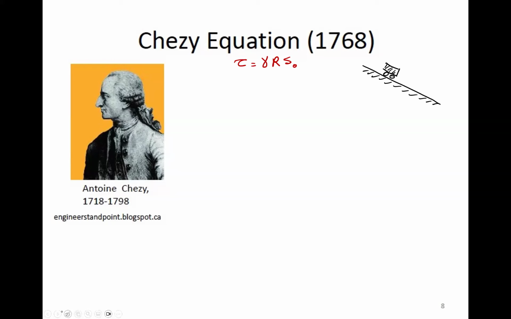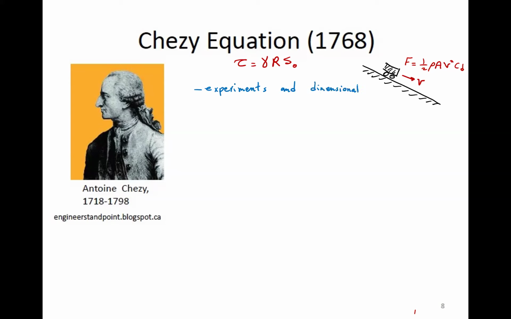If this object is traveling down this slope at a speed of v, we know from drag equations in physics that the force acting on it will be equal to 1/2 rho A, projected area, v squared times a drag coefficient called C_D. This is from physics, right? So he said, okay, open channels should be very much similar. And he did a bunch of experiments and some dimensional analysis.